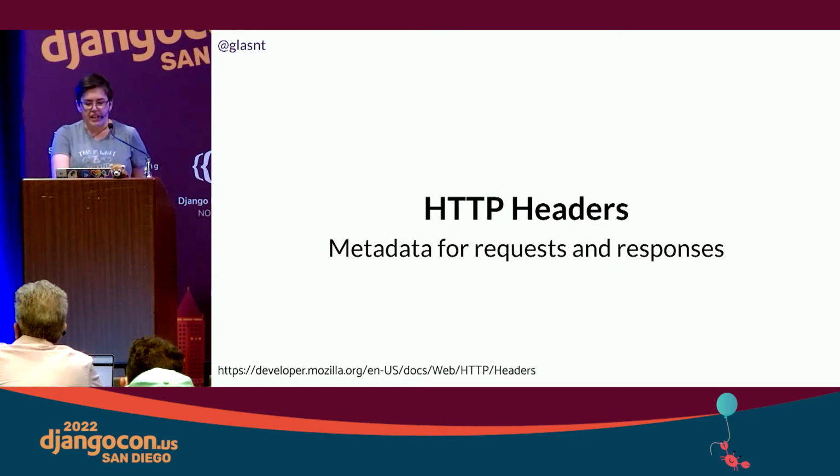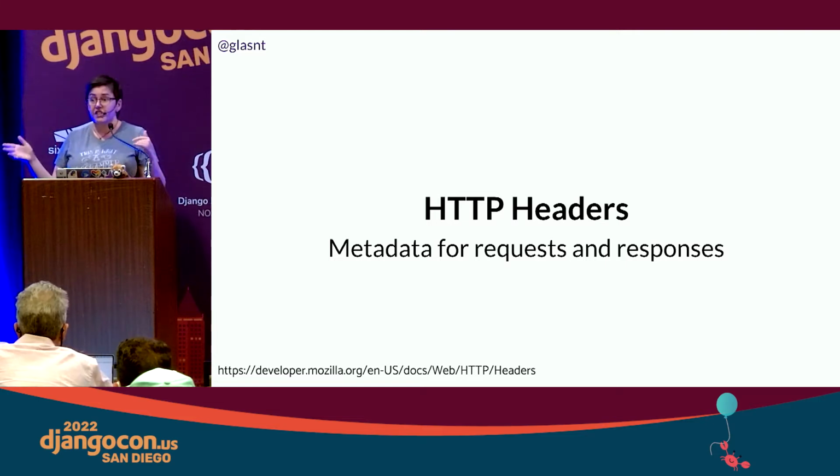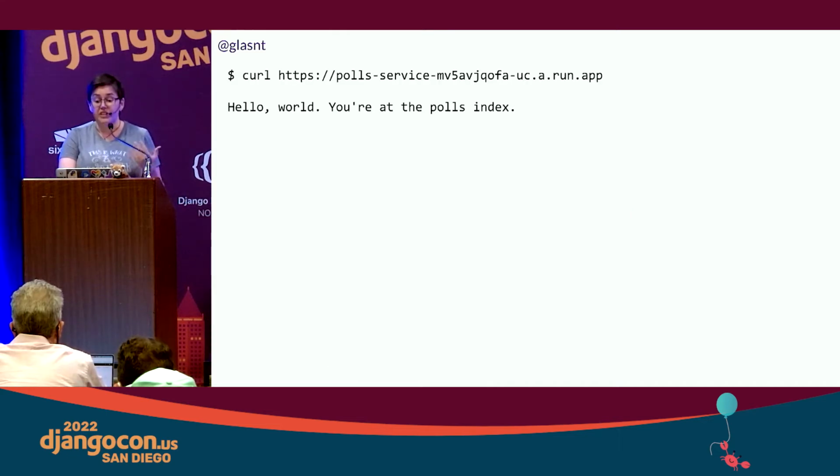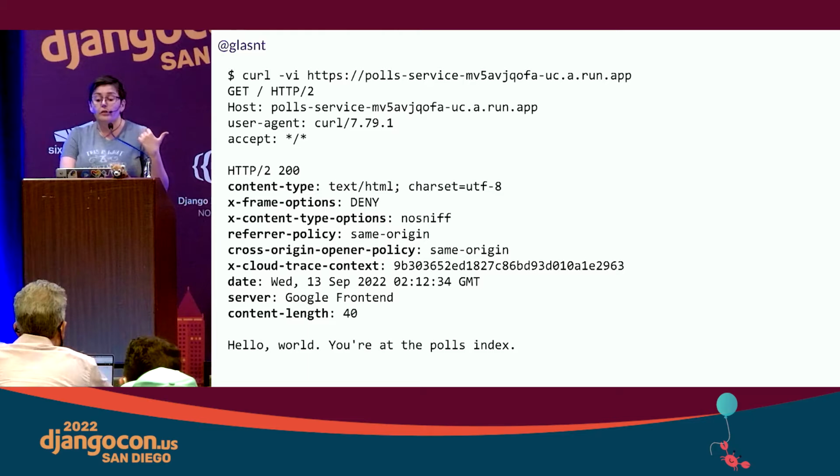But what's this origin header? HTTP headers are essentially metadata for requests and responses over HTTP. You can see what these are depending on what program you're using to make requests. For example, if you use curl to get a URL, you'll get back the page. But if you turn on verbose mode, you can see a lot of things going on.